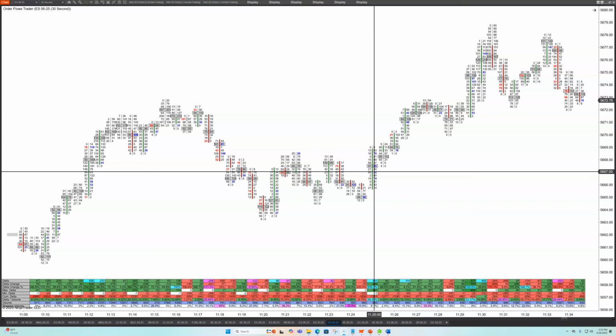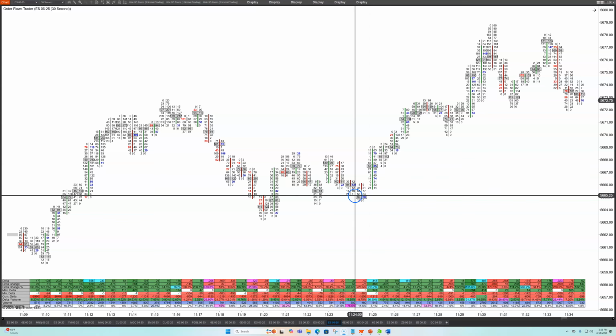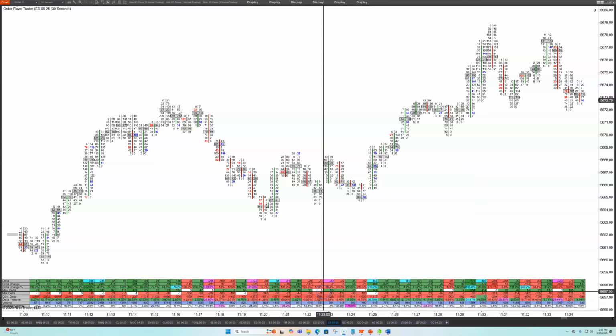From that, what we've discovered in our years of research is that there are times where the max delta or the min delta is very small. So what we do on the Orderflows Trader software is we color it white. In other software, you can color it whatever color you want.